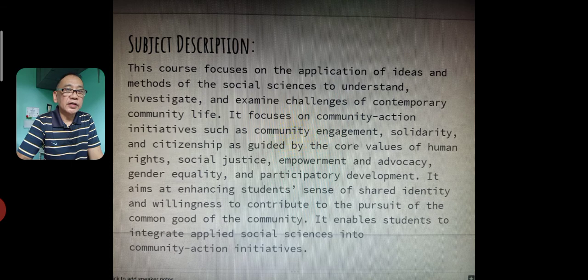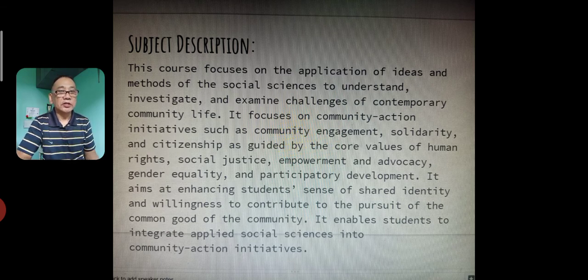Gender equality and participatory development. It aims at enhancing students' sense of shared identity and willingness to contribute to the pursuit of the common good of the community. It enables students to integrate applied social sciences into community action initiatives.